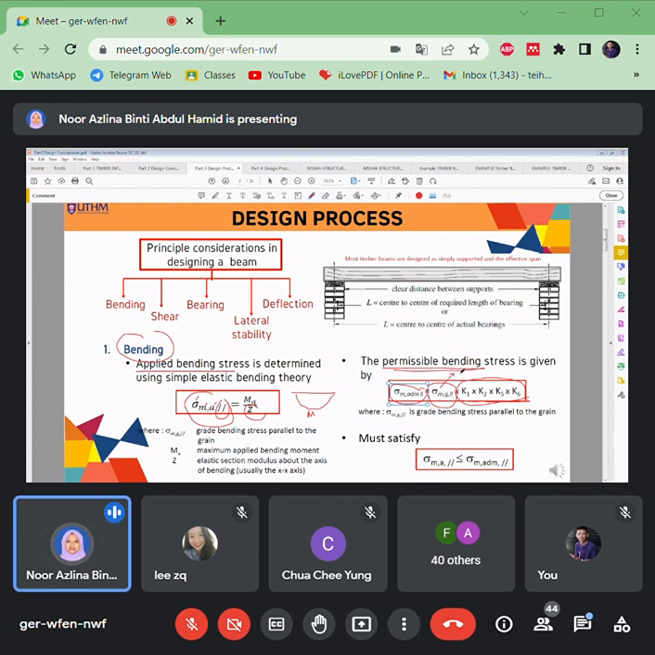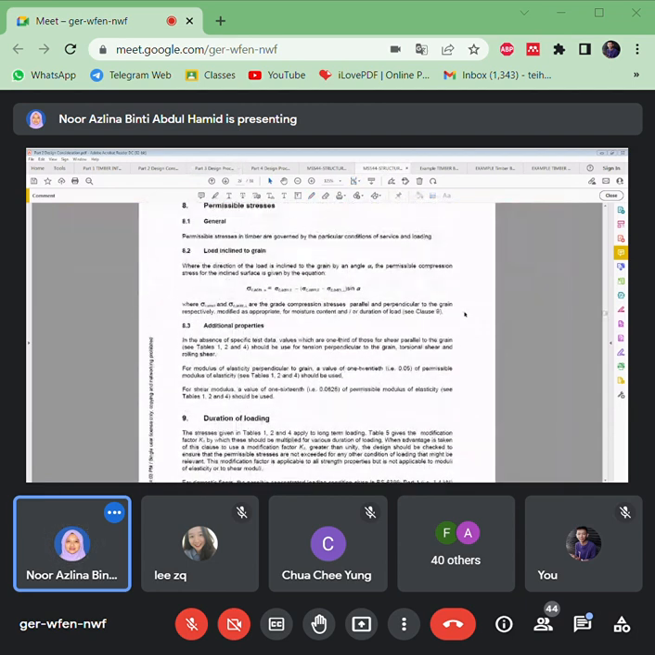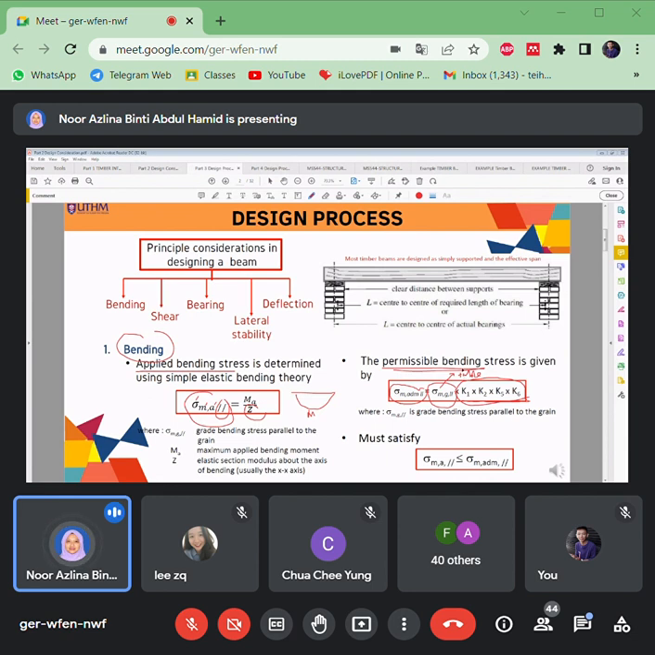This refers to the table. From the table, you have to look. Let me show the table. Where is the table? Okay, here. This is what is meant by bending parallel to the grain. So this is bending parallel to grain. If you need the stress, this is the value for bending parallel to grain. So just use this value, replace it in these equations, then multiply by K1, K2, K5, K6. It must satisfy that the applied should be less than or equal to the permissible stress here.